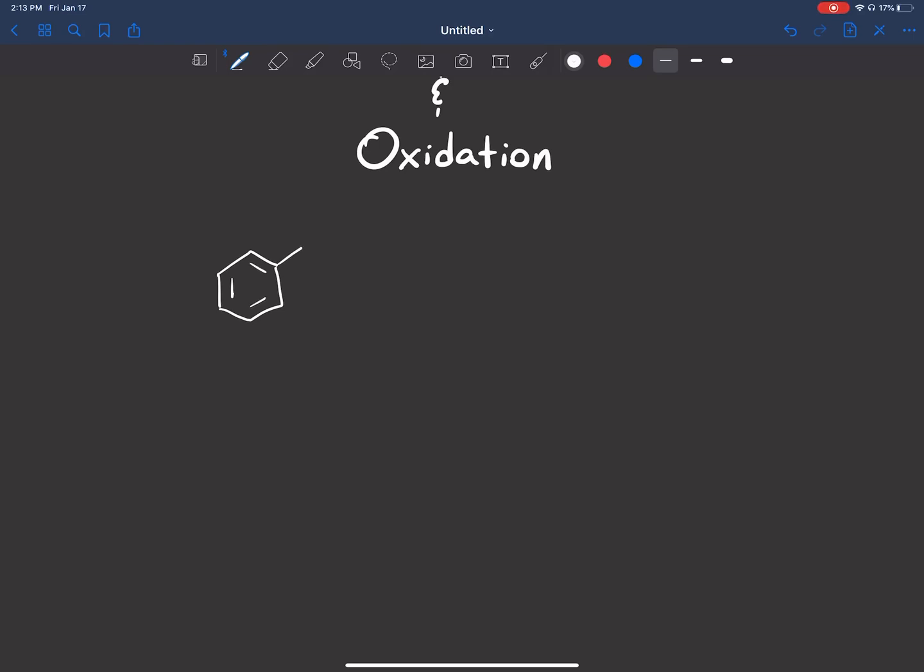So that's the carbon right here. That's the benzylic carbon. Right? So I'm going to give some examples. So there's two oxidation reagents. One of them is much more common. Right?